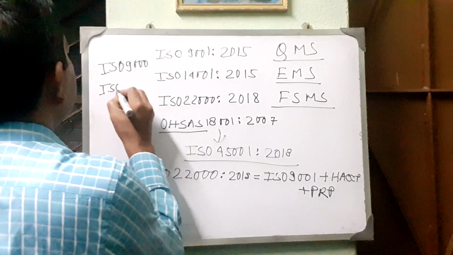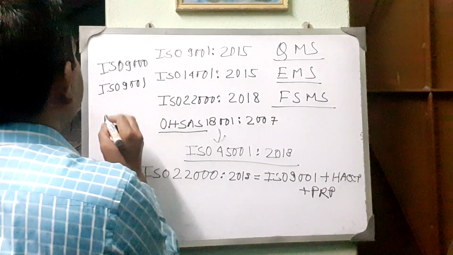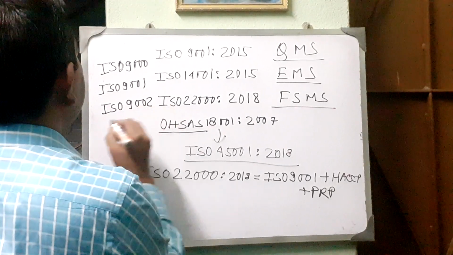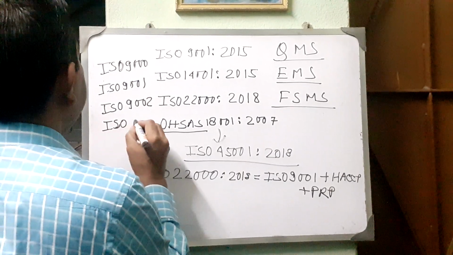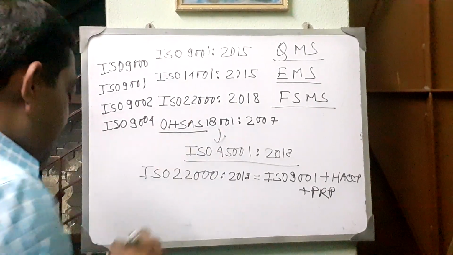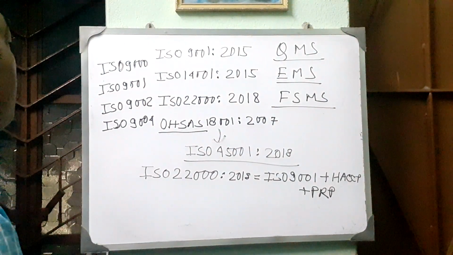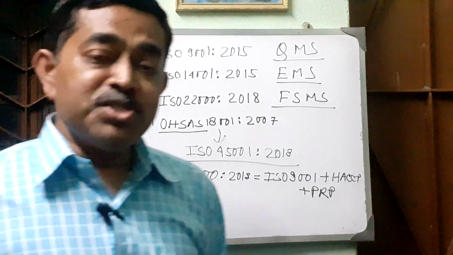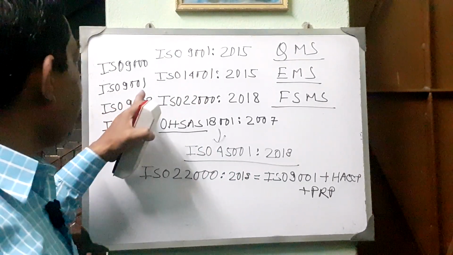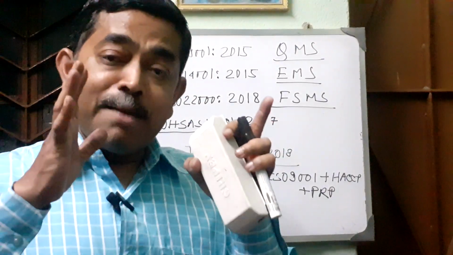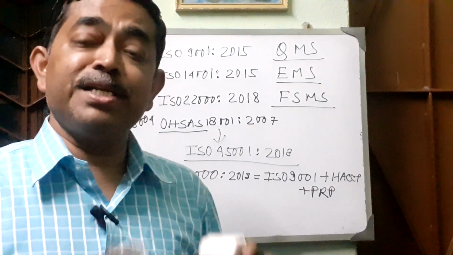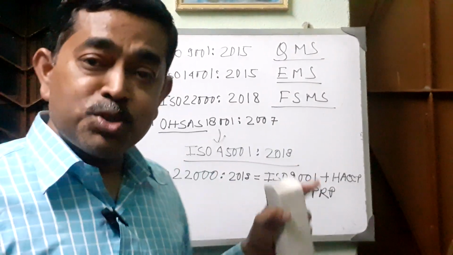there is also ISO 9002 and 9004. So what are the differences among these standards? Actually, ISO 9000 describes the fundamentals and the 7 principles of quality management system, and the practical application or practical implementation of ISO 9000 in the organization is called ISO 9001.